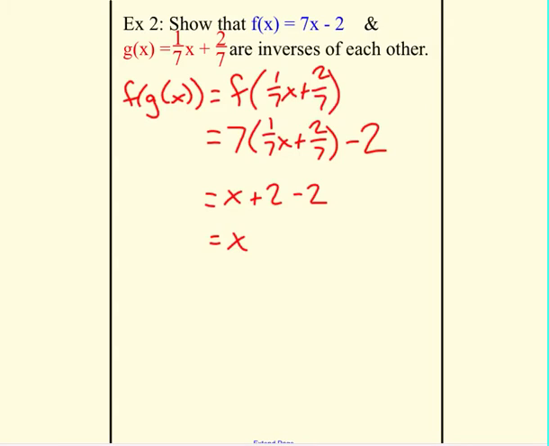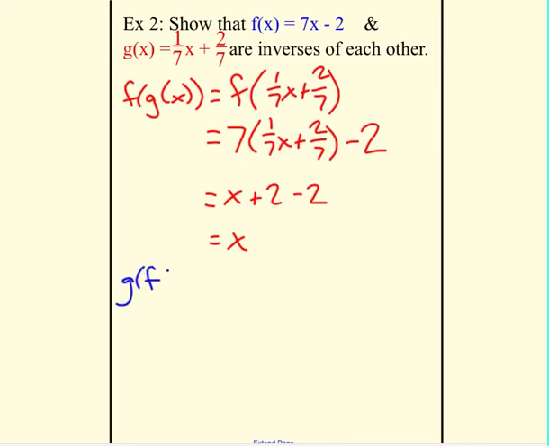Remember, functions that are inverses undo each other. If you substitute x into one function, put that answer into the other one, you get back what you started with. So think about a more simple operation, which is squaring and square rooting. So if we take 5, square it, we get 25. Square rooting it, we get 5 back. So we get back what we started with. So in this case, it looks so far like they are inverses because it worked for the f of g of x composition. But we have to check the other way too.